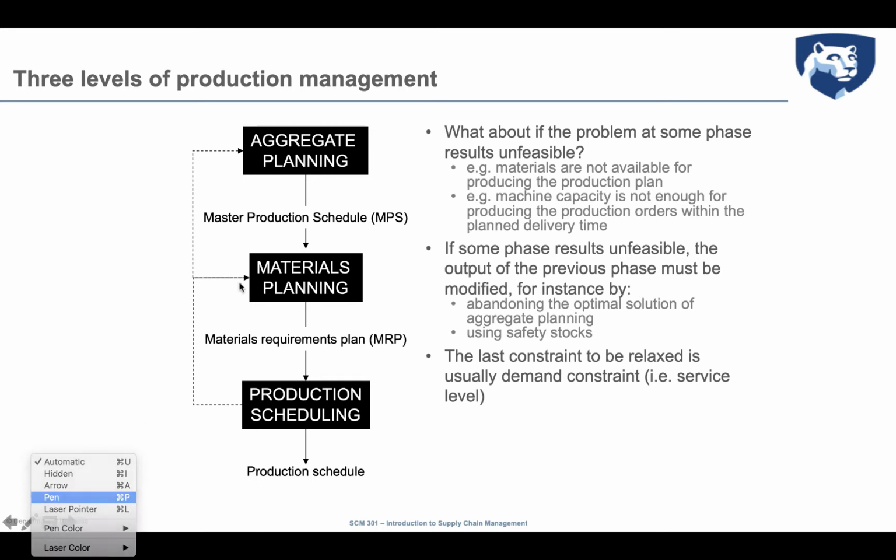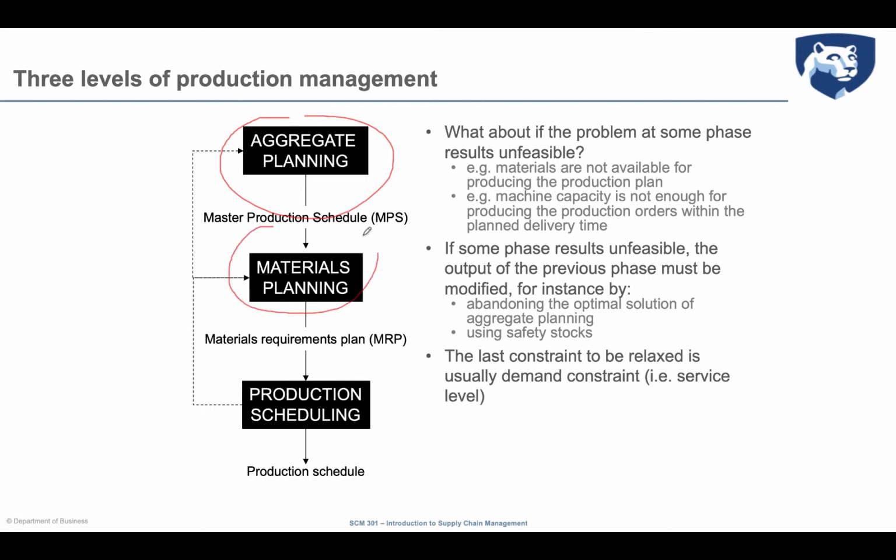In particular, at the highest level, we have what is called aggregate planning, which brings to the definition of the master production schedule, according to the products that my supply chain has to realize, when each product needs to be realized and in which quantity.